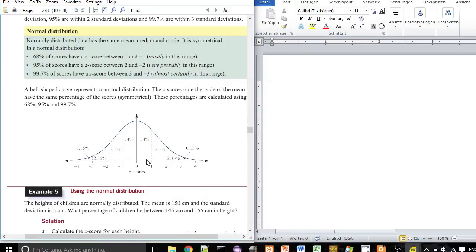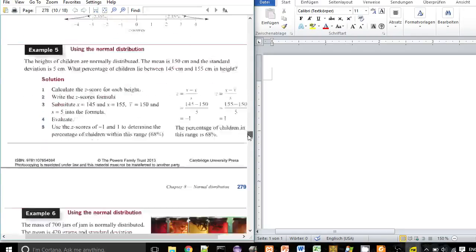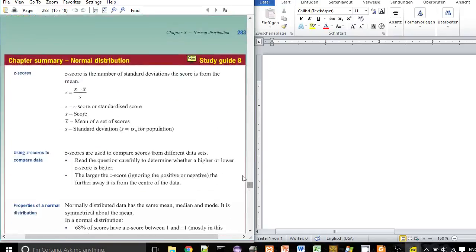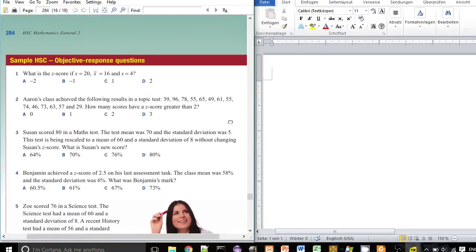So for example, if you halve 95%, that tells you how big this area is between 0 and 2, because 95 is between -2 and 2. So if you halve it, you get this part. And then if you halve 68, you get this part. So anyway, I'm just going to skip down, do the summary questions, and we'll see how it goes.